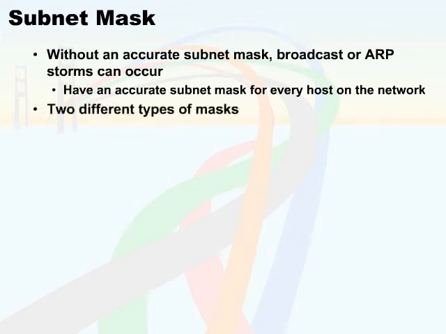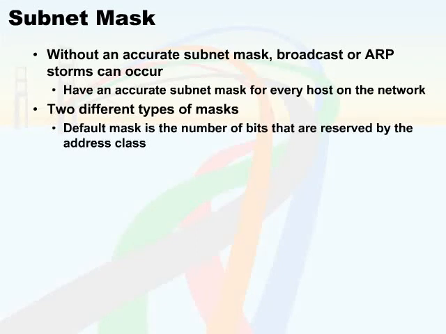There are two different types of masks that are used. The default mask is simply the number of bits that are reserved by the address class. This is sometimes known as masking the classful boundary. For instance, in the case of Class A, we would only mask the first 8 bits, while for Class B, we would mask the first 16 bits. Both will be known as masking the classful boundary for Class A and B respectively.